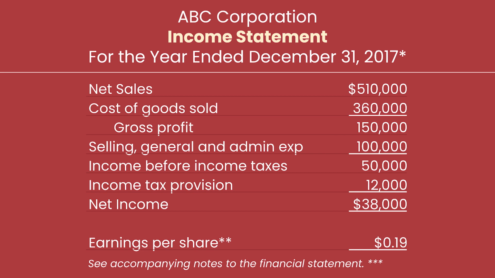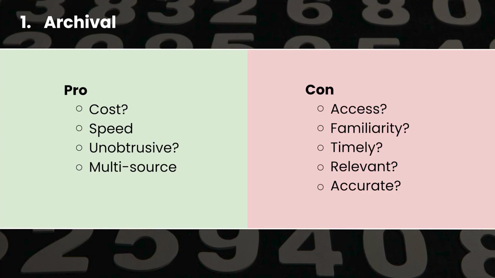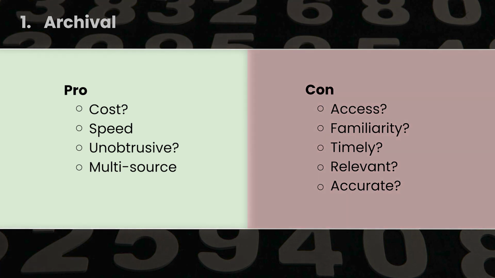Examples of quantitative data that is archival include financial statements, like the income statements from many public companies. These types of statements are normally filed on a periodic basis. Some of its advantages or pros may include the cost, the speed. It may in fact be unobtrusive, and there could also be multiple sources of this data.